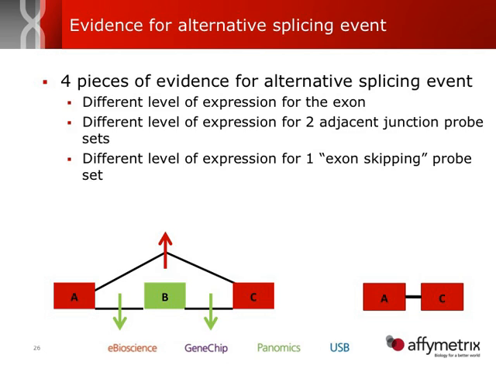Then we can look at the 2 junction probe sets that actually interrogate the junction between the neighboring exons, and finally we can look at the exclusion junction probe set. So this is the splice junction probe set that interrogates the junction between, in this instance, exons A and C, and that's the fourth piece of evidence that we're looking at when we look at alternative splicing events.